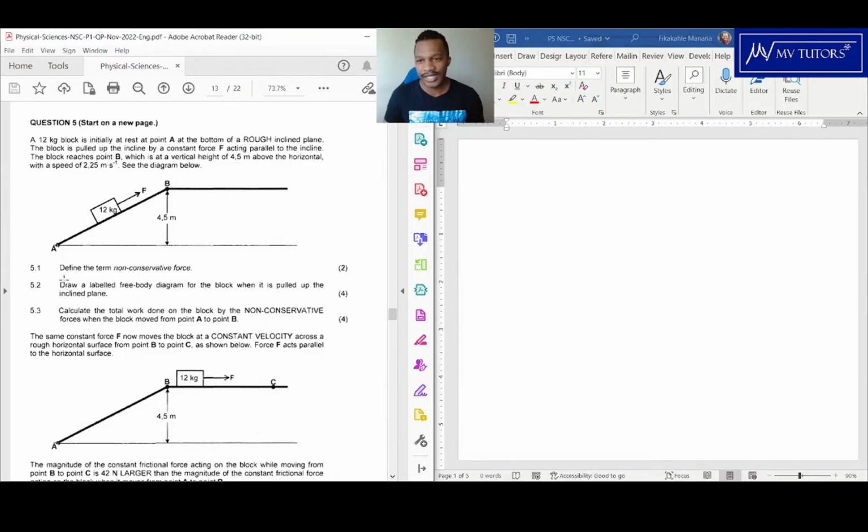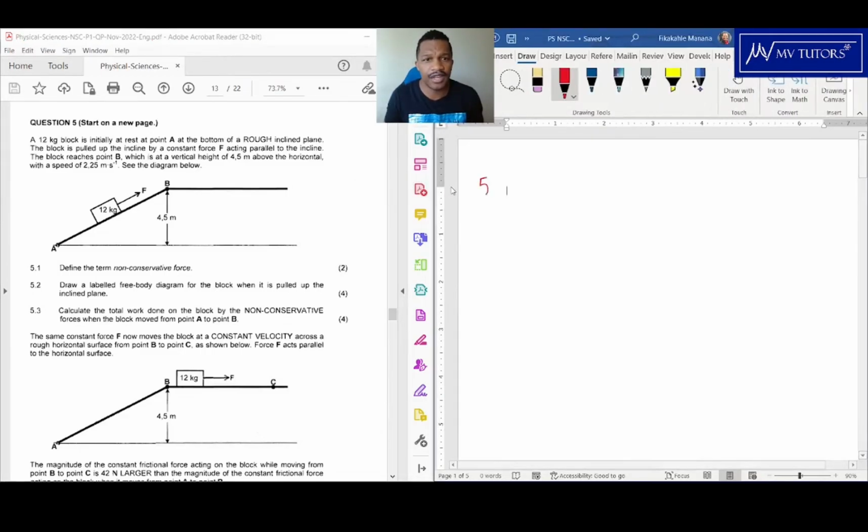Okay, getting back to the questions. The first one says, define the term non-conservative force. Well, a force is really non-conservative if it's pushing something and it's non-zero, basically. Let me just write that down for you. 5.1.